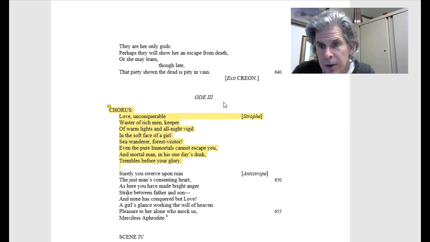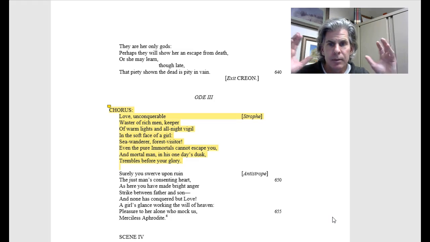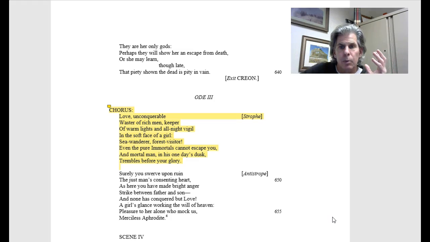Love unconquerable, waster of rich men, keeper of warm nights, an all-night vigil, and the soft face of a girl. These are magnificent lines. Sorry, this is just great stuff. Sea wanderer, forest visitor, even the pure immortals cannot escape you. Immortal man in his one day's dust trembles before your glory.